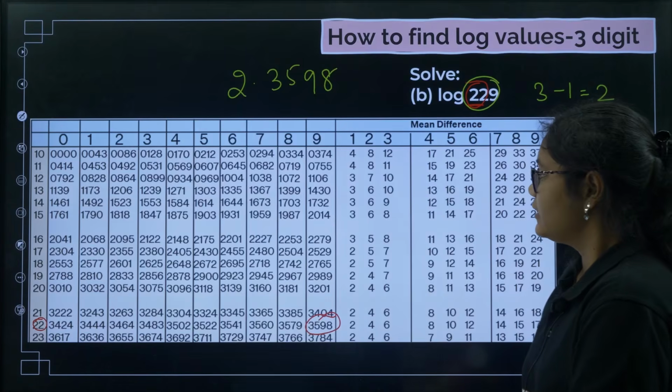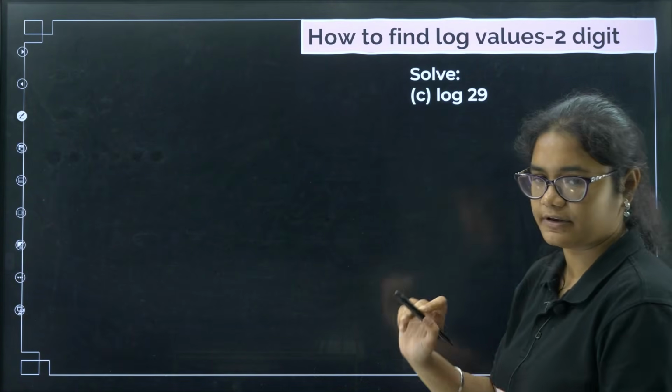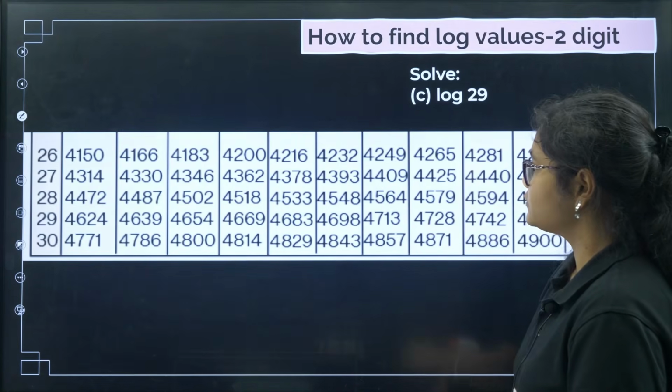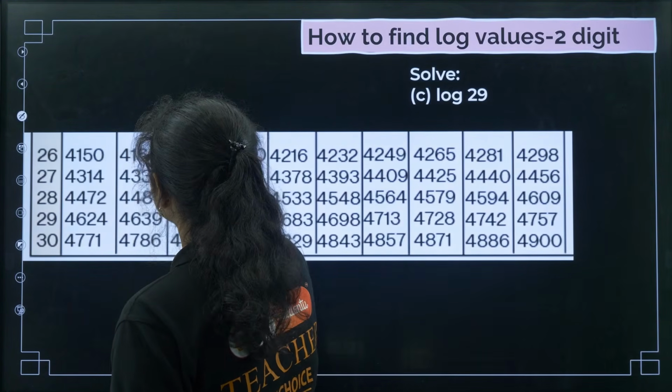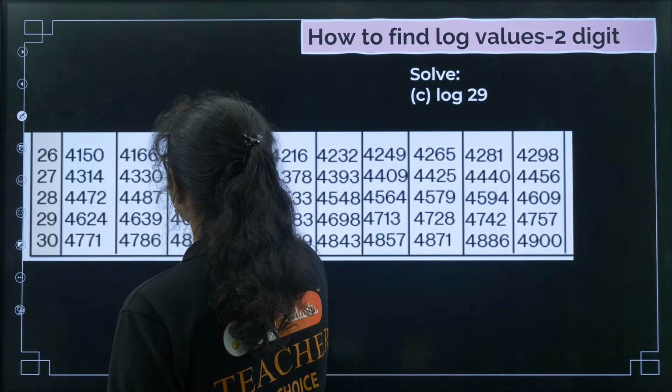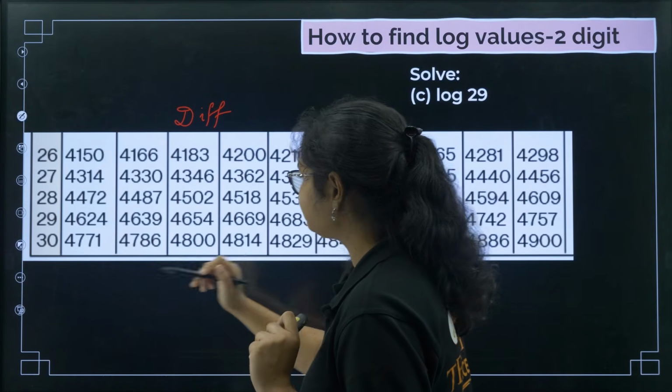Clear? Next, we'll find the log for a 2-digit number. Log 29. If you see, this is the main table and then this is the difference table. I have taken only the difference table. Now 29 is there.